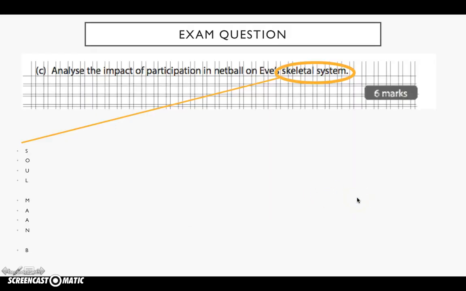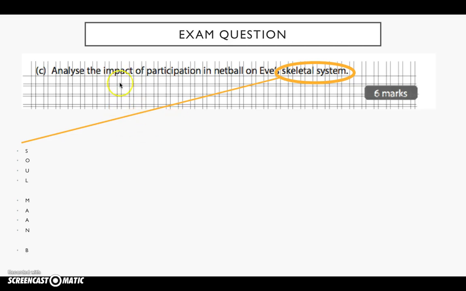Analyse the impact of participation in netball on Eve's skeletal system. This is asking you now to analyse. It's a 6-marker, so it's asking for quite a lot of information. You're going to have to make 6 points and potentially elaborate on those points as well. When it comes to this question, you have to be thinking of the short-term responses of the skeletal system to that single exercise, the adaptations that may take place, as well as the additional factors.